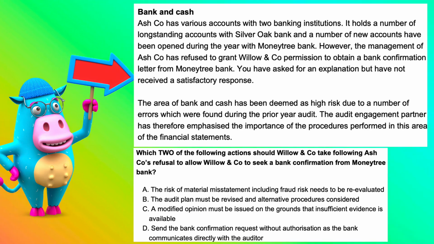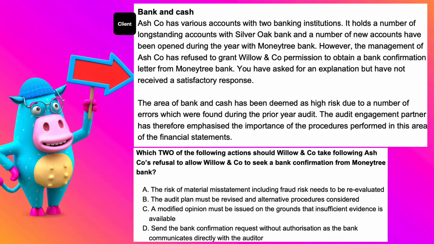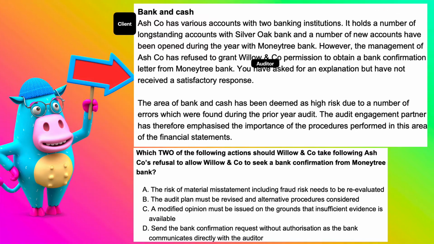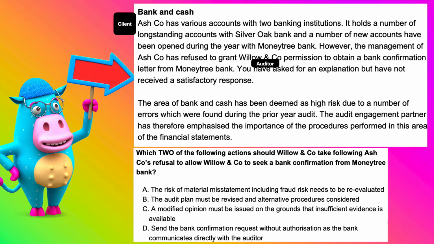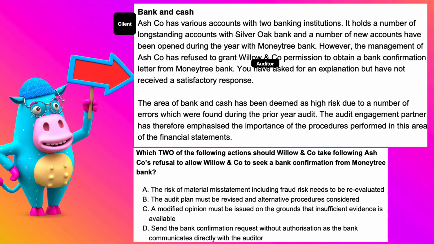Okay, third and final question then. We've got this company, Ash, who I've told you is the client. They have various accounts with banks, holds a number of long-standing accounts with another bank, and a number of new accounts have been opened, blah-de-blah. However, the management of the client has refused to grant Willow, which is us, permission to get a bank confirmation letter. That's basically it. They won't give us a bank confirmation letter. So, to the question, which two of the following actions should Willow, that's the auditor, take following the client's refusal to give us the bank confirmation?